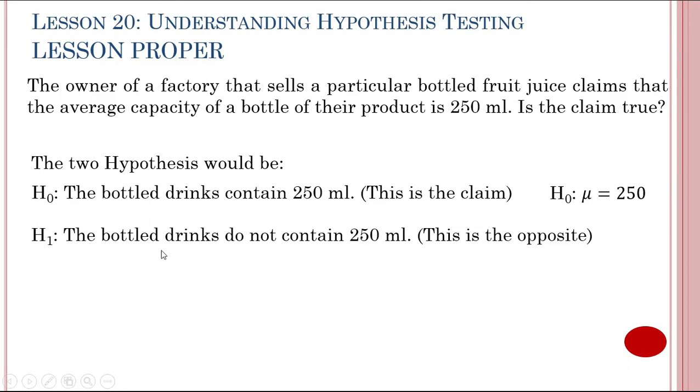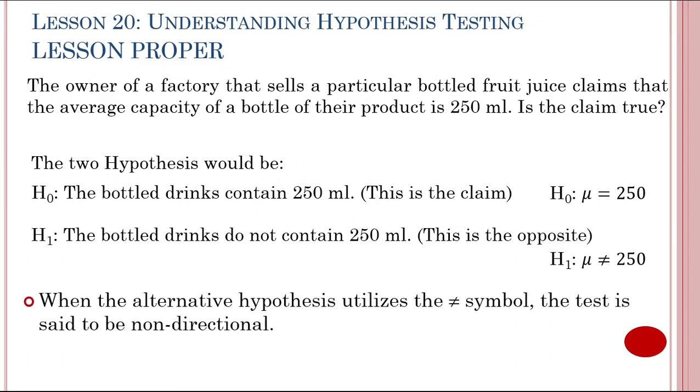Next, how about the alternative hypothesis? Ito naman, the bottled drinks do not contain 250 ml, which is the opposite. So, meaning to say, in mathematical terms, we can state this as H sub 1: the mean is not equal to 250 ml. Kasi ang tanong lang naman dito kung 250 ml daw yung average or hindi. So, iyan na yung dalawang hypothesis natin. H sub 0, which is the mean is equal to 250, and H sub 1, where the mean is not equal to 250.